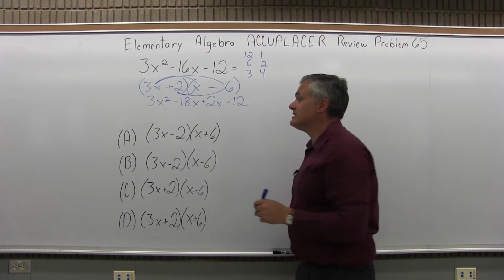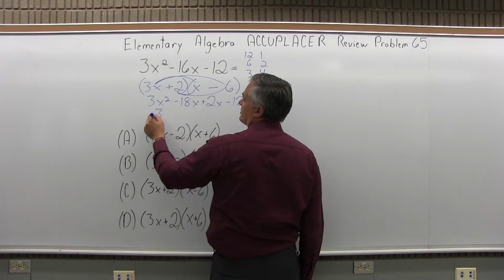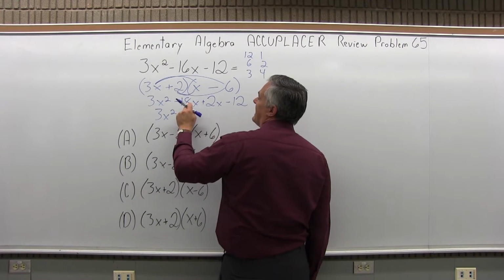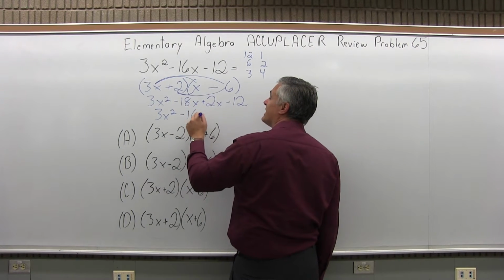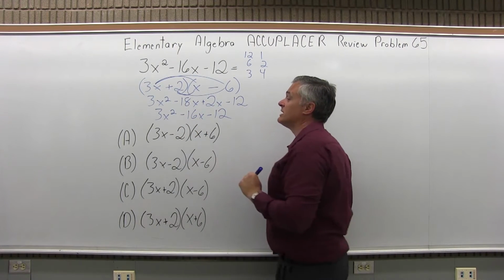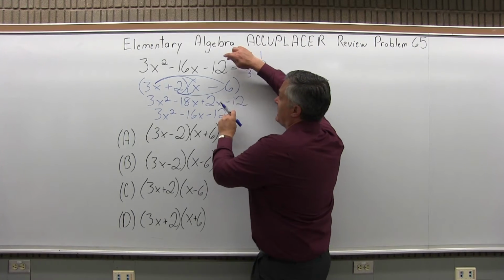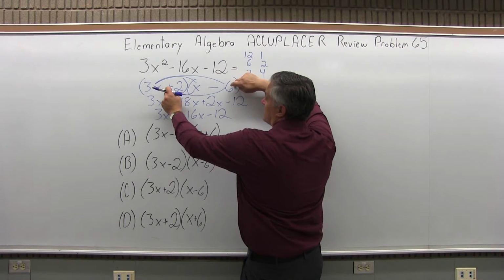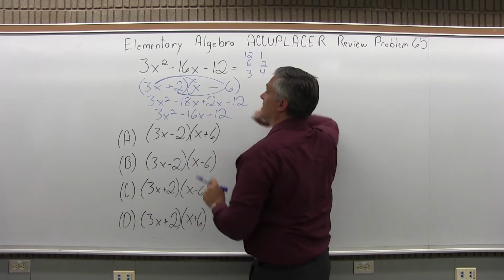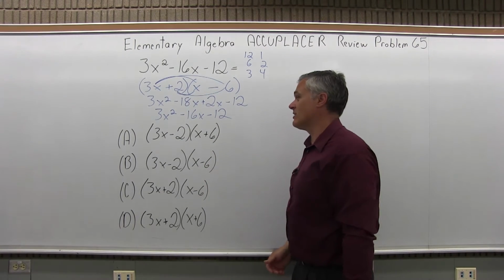Now, combine the pieces in the middle that can be combined. The 3x squared in front will stay in front. Negative 18x, positive 2x will be a negative 16x. The minus 12 on the end will stay on the end. And if I check my answer with the original question, it does match. So my factoring of 3x plus 2 times x minus 6 has to be the correct factoring.